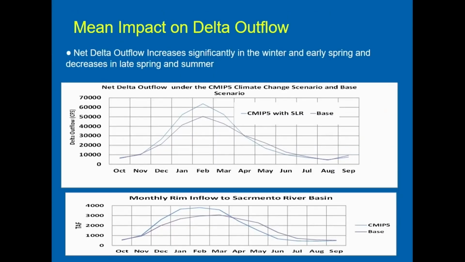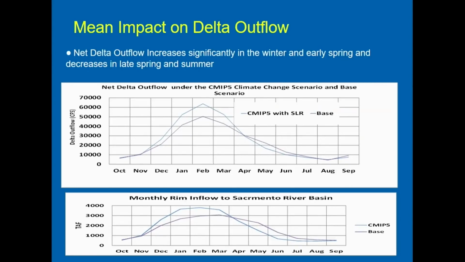So this is the Delta outflow in the middle of the century. The blue line is base. The purple line is climate change. You can see in the upper panel that in the winter season, outflow increased a lot, right? And in the summer season, Delta outflow is decreasing. Why is that caused?